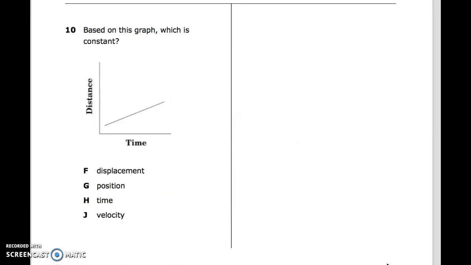Number 10. Based on this graph, which is constant? Distance, time. F. Displacement, G. Position, H. Time, J. Velocity.